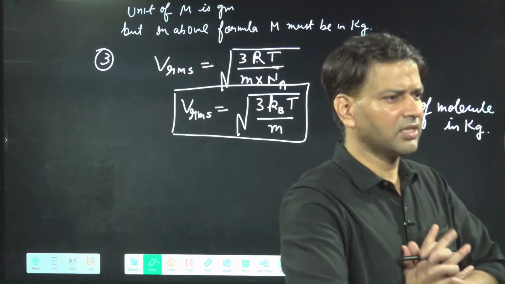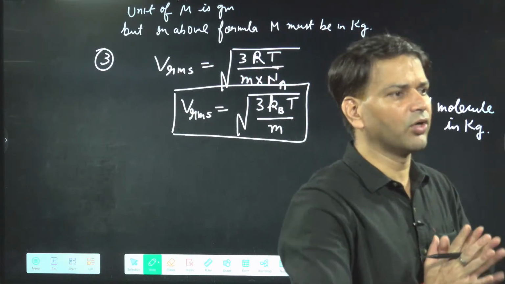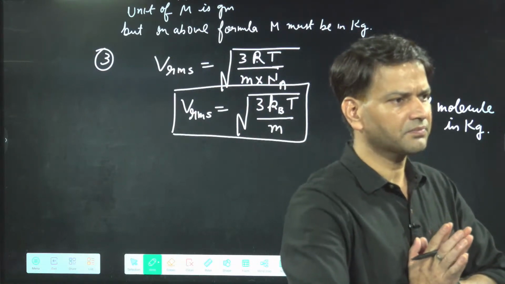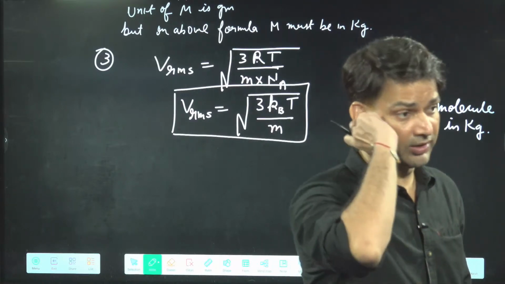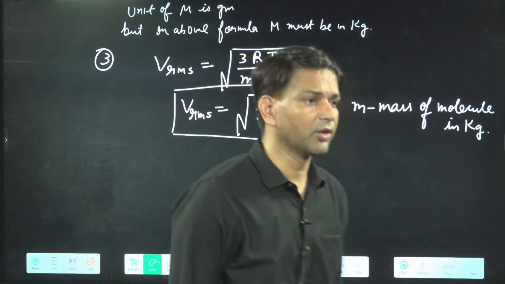R by Na is joule per Kelvin. R, what is the R unit? R unit is joule per mole Kelvin. Na is a number only.